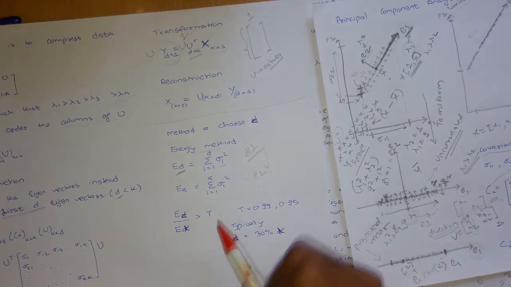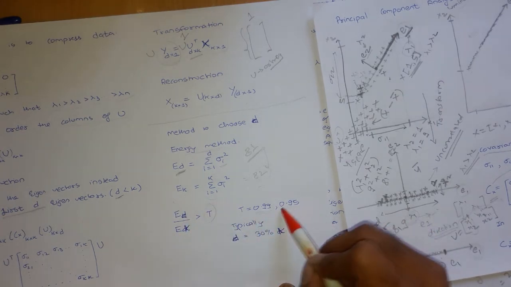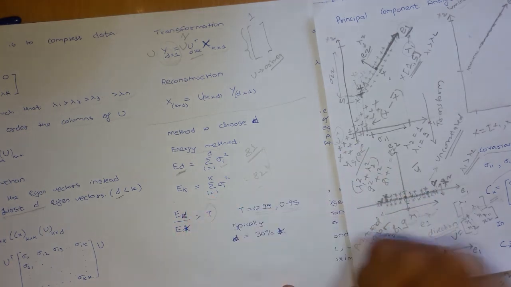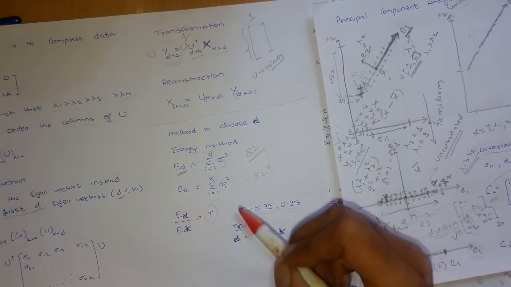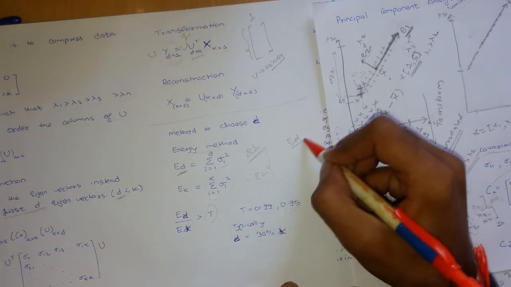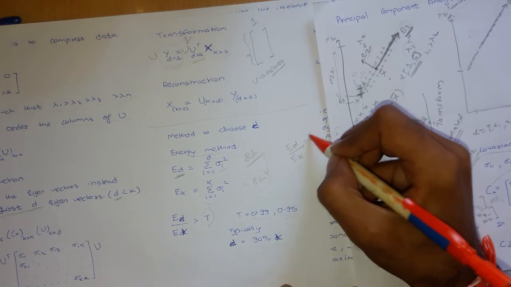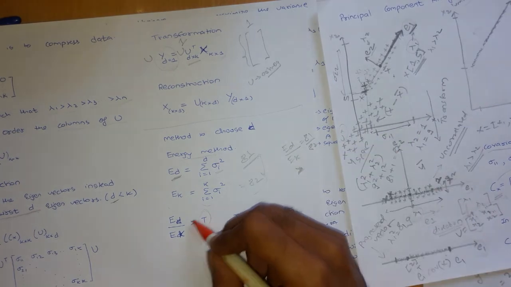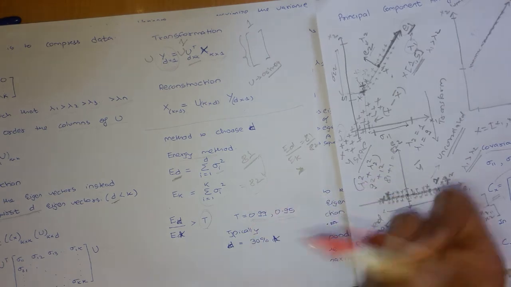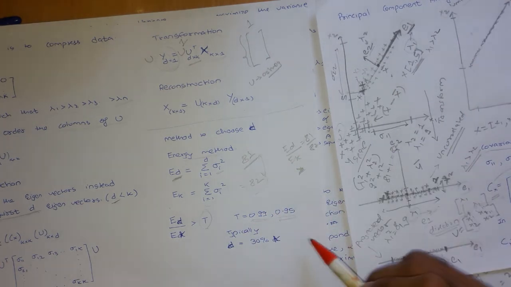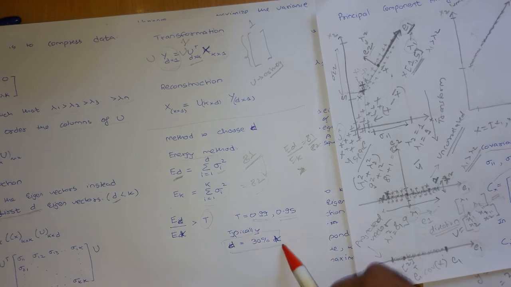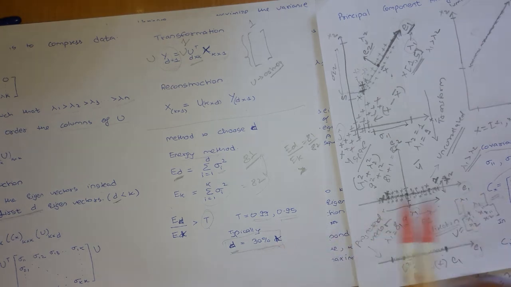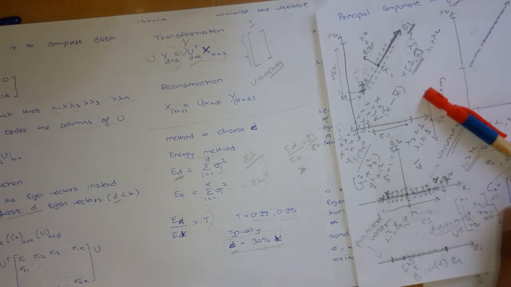So we can find a threshold which can be 0.99 or 0.95. Using this I can find out the value of d. So choose a threshold such that the ratio of the energy, E_d upon E_k, here 81 upon 82, is greater than some threshold, which is 0.99 or 0.95. Any threshold you can take. Typically it is seen that d is 30% of k. So typically this is the value of d that we can take to get an effective compression.